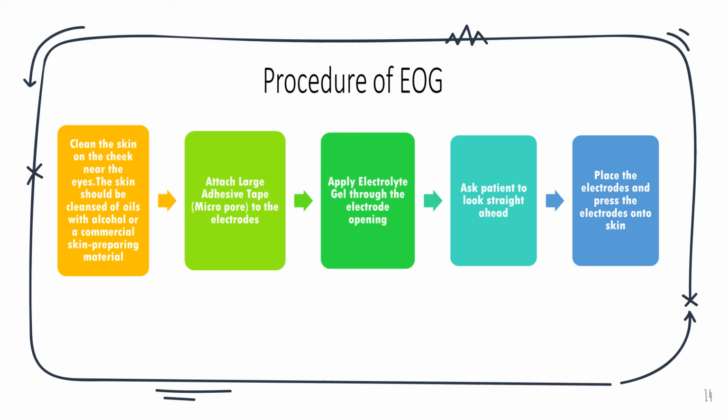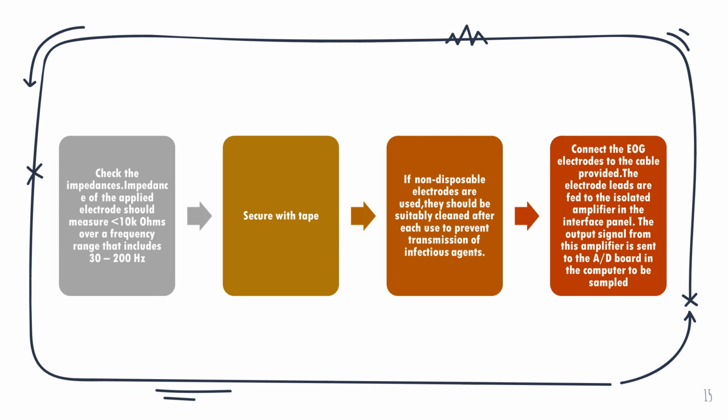Ask the patient to look straight ahead. Place the electrodes and press the electrodes onto the skin. Check the impedances. Impedance of the applied electrode should be measured below 10 kilo ohms over a frequency range that includes 30 to 200 Hz. Next, we need to secure with tape. If non-disposable electrodes are used, they should be suitably cleaned after each use to prevent transmission of infectious agents.